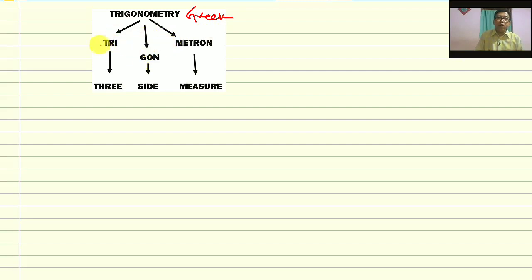trigonometron. What is tri? Tri means three. You know this one: mono means one, bi means two, tri means three, so tri, three. Gon means sides. And metron means the measurement. So, using these terms, you can understand what trigonometry actually wants to say. Trigonometry is the study of the relationship between sides and angles of a right angle triangle.